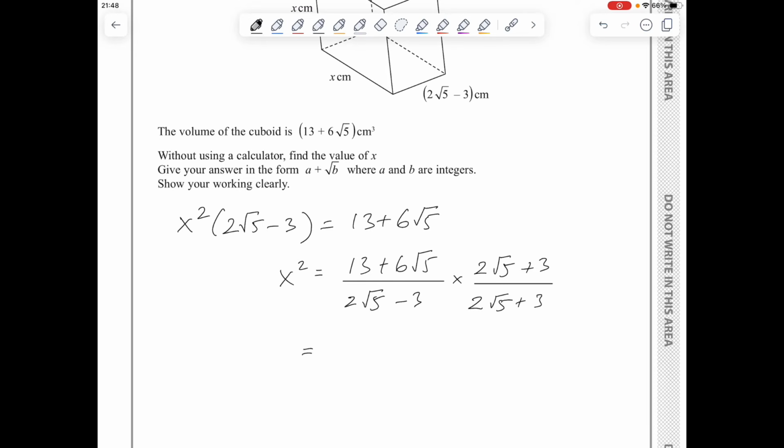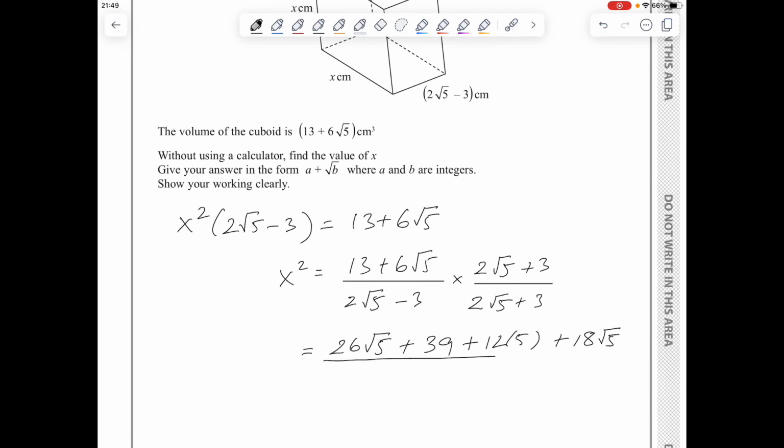So let's multiply out the numerator. I have 26 square root of 5 plus 39 plus, and now I have to multiply those two numbers. Now 6 times 2 is 12, square root of 5 times square root of 5 is 5, and then I have plus 18 square root of 5.